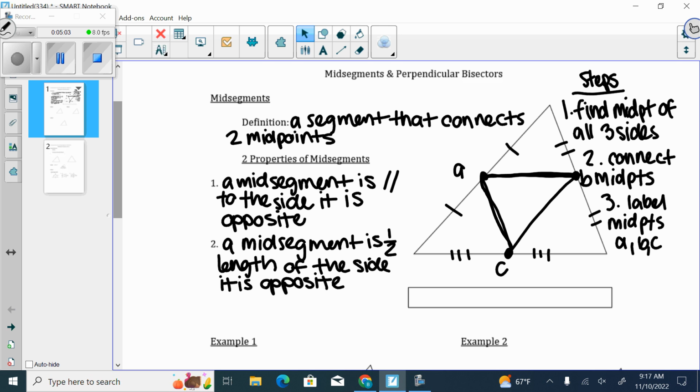This line here does run parallel to my line with point B, the one across from it, and does appear to be about half the length of that line. Same thing for this segment here, BC, runs parallel to this side over here, A, and does appear to be about half the length. So the segments I created here, AB, AC, and BC, are all midsegments.